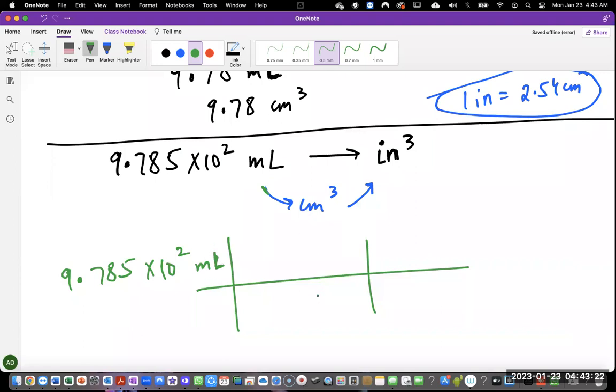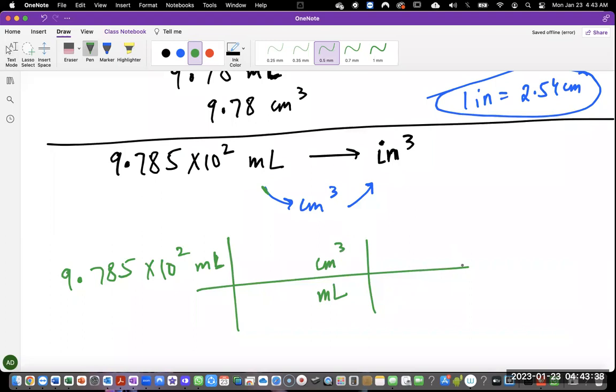Of course, it needs to be ml so that it can cancel. So centimeter cube will go on the top. Okay, for right now, we'll just keep going with the units so that we can set up our units first, and then we can put in the numbers here, the conversion factor, okay?